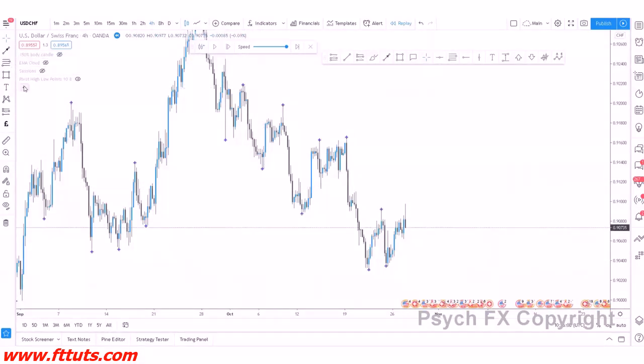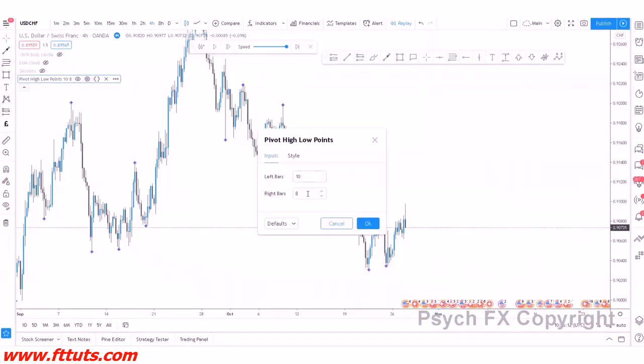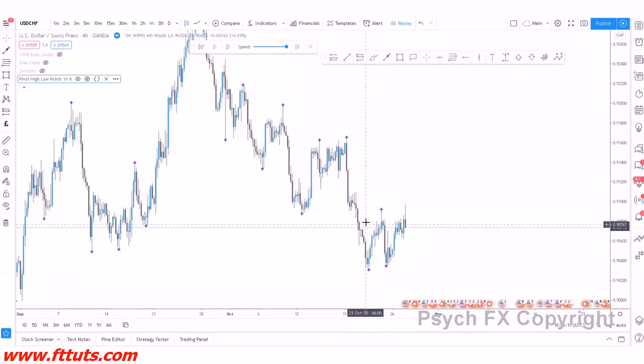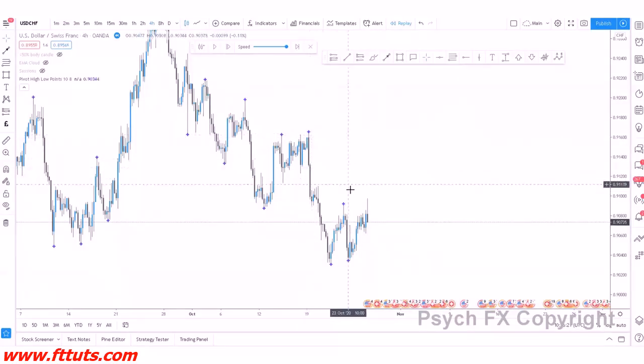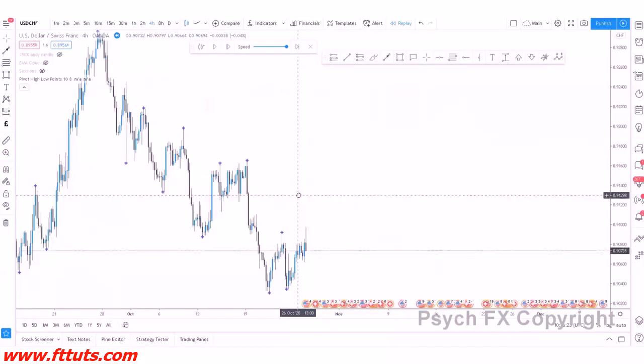Now you can use this tool if you would like to. It's the pivot high-low points, and my settings are 10 and 8. 10 left bars, 8 right bars. And so essentially with market structure, what we're doing is we're looking at the last lower high in a downtrend, and we're looking at the last higher low in an uptrend.